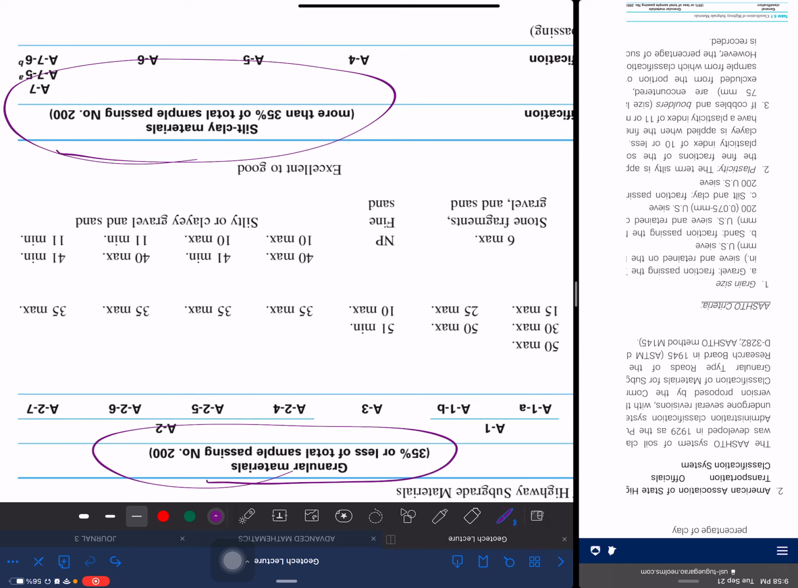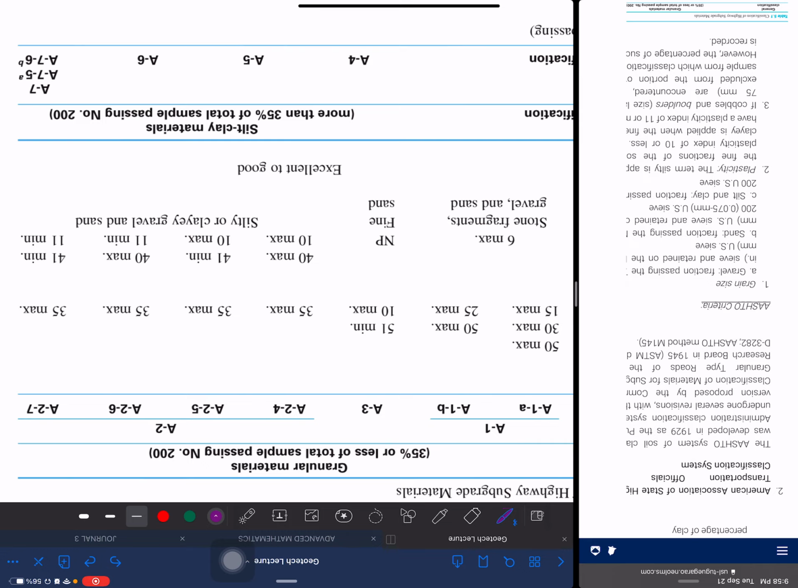Okay? So, sir, paano natin identify if it's granular or silty clay? Well, eto guys, ang definition. Doon sa granular kasi, it states in here that 35 or less of the total sample is passing the number 200 sieve. It means that greater than, I think, how much is that? 65. Okay, so I think it's greater than 65 ang percent passing. Kasi sabi dito, 35 or less ang total ng sample na passing that number 200 sieve.